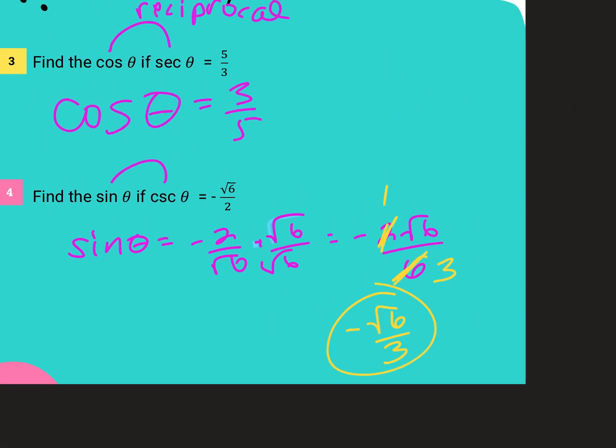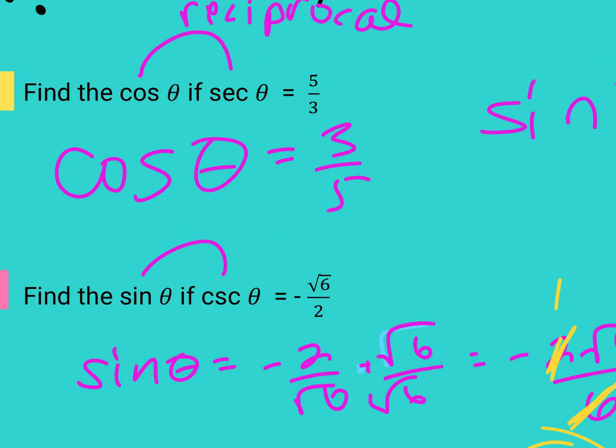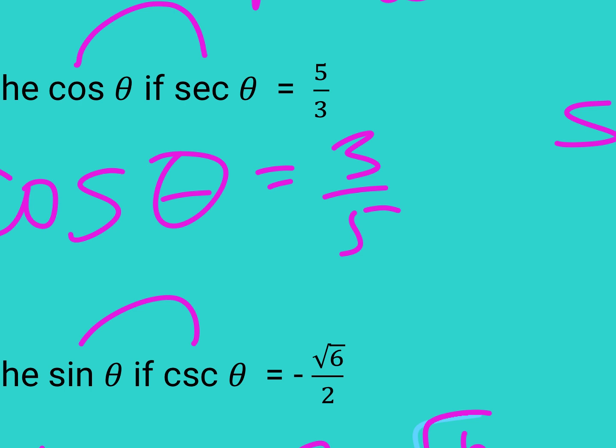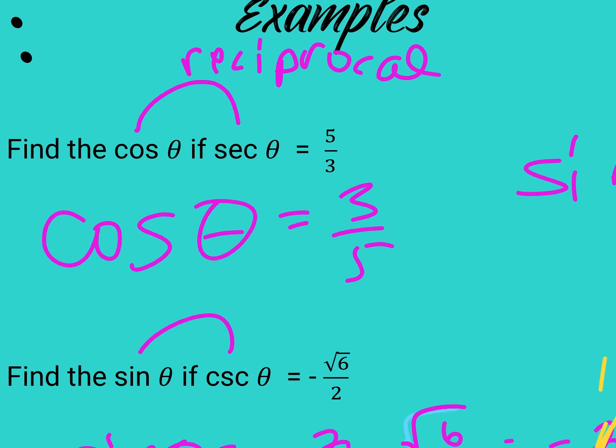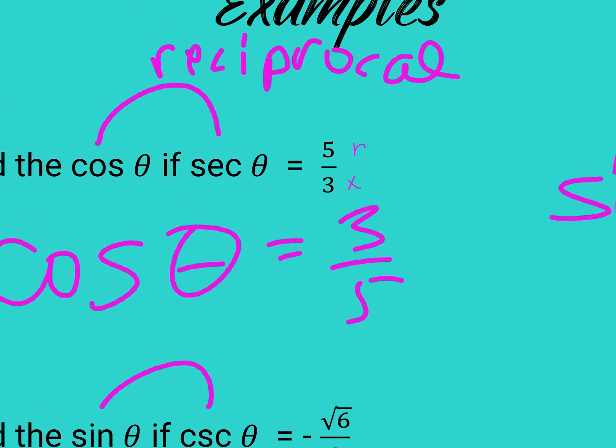Good. Now, if they gave you a question like this, and this is what we're going towards. They gave you a question like this and they said, find the sine. Well, what is sine? What over what? It's y over r. What did they give me here with secant? They gave me r over x. So what would I have to do in order to find the sine?